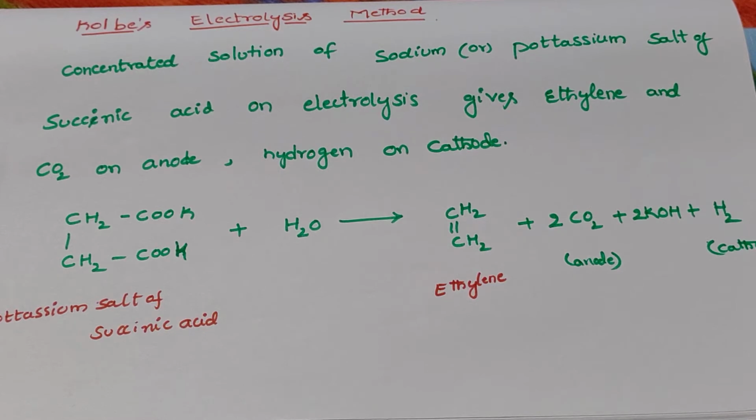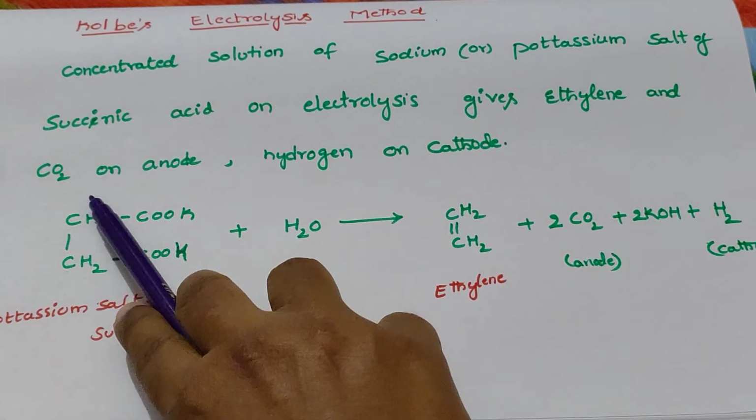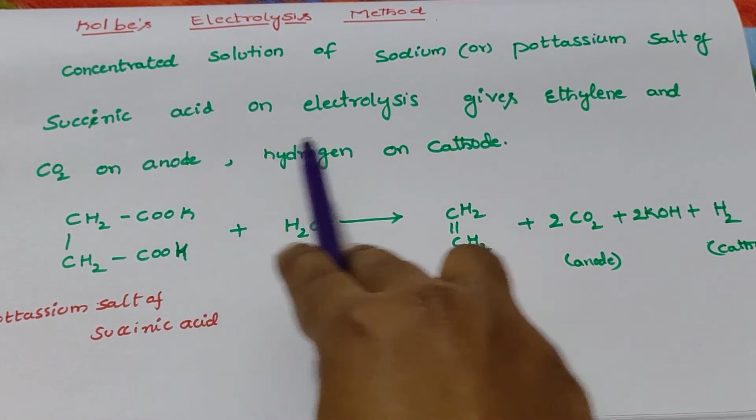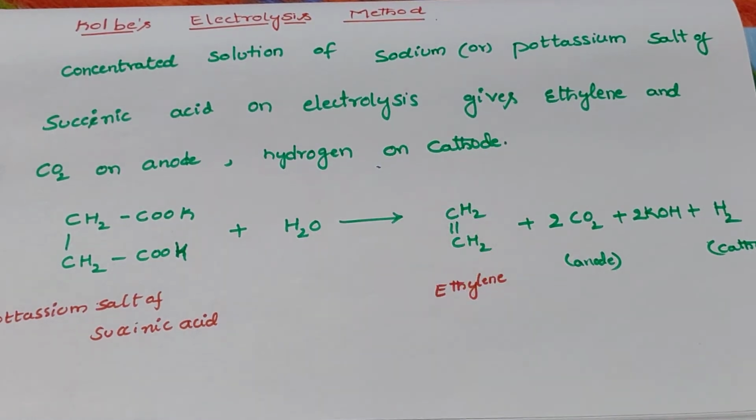What is Kolbe's electrolysis method? The concentrated solution of sodium or potassium salt of succinic acid undergoes electrolysis. It gives ethylene and CO2 gas at the anode, and hydrogen gas is formed at the cathode.